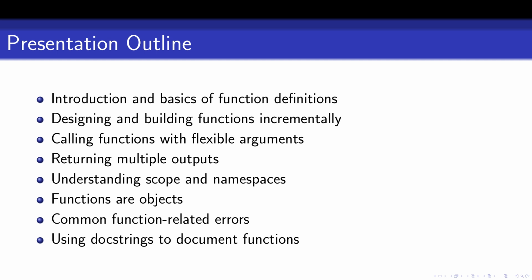Then we'll dig into scope and namespaces, which govern how variables behave inside and outside of functions. Along the way, we'll explain how Python treats functions as objects, which allows them to be assigned to variables or passed as arguments. We'll wrap up by covering common function-related errors and best practices for writing documentation using docstrings. This module is foundational for writing modular and professional-grade Python code.